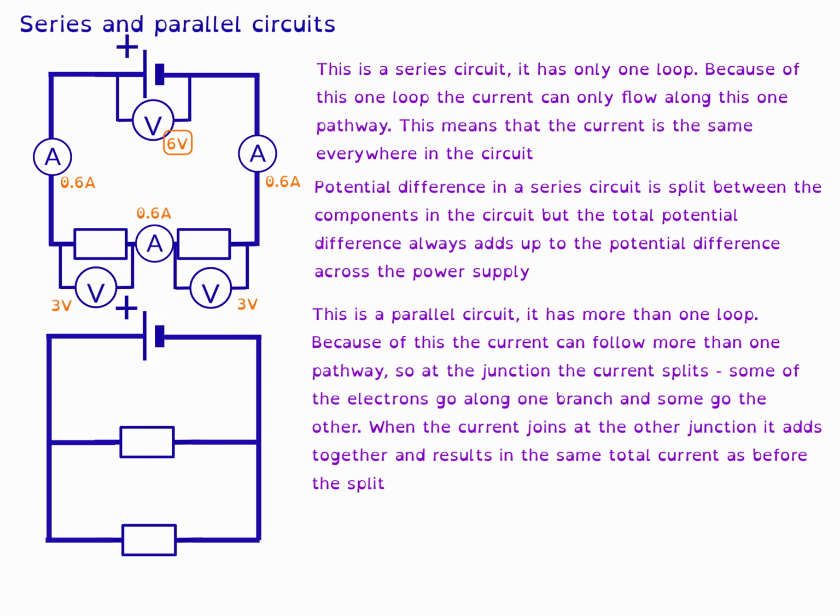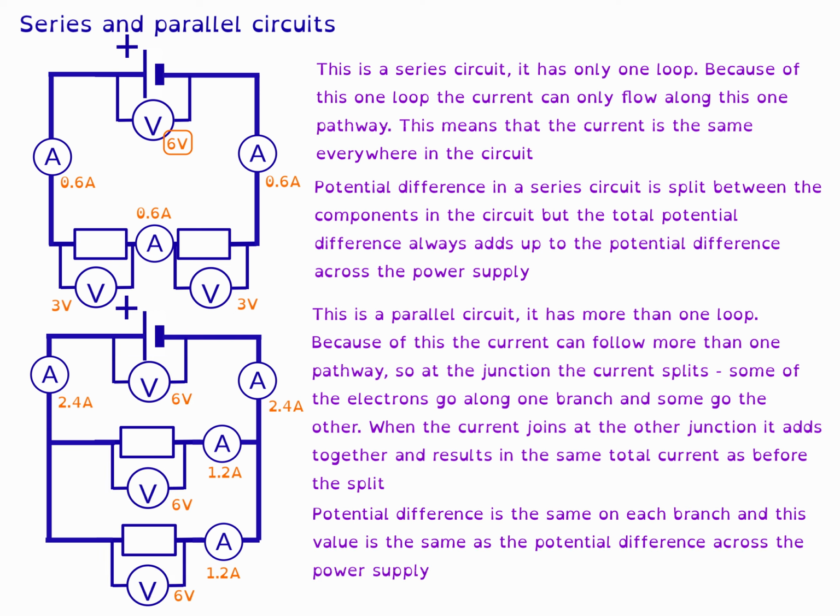This is a circuit diagram for a parallel circuit. It has more than one loop. Because of this, the current can flow in more than one pathway. So at the junction, the current splits. Some of the electrons go along one branch and some go along another. When the current joins at the other junction, it adds together and results in the same total current as before the split. Potential difference is the same on each branch, and this value is the same as the potential difference across the power supply.